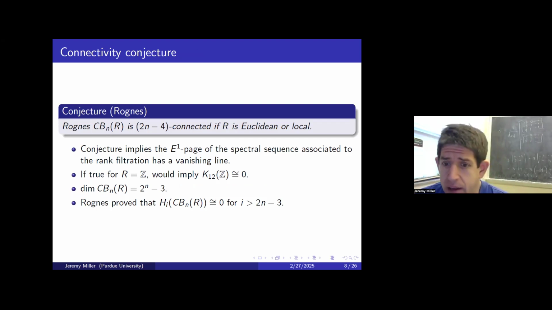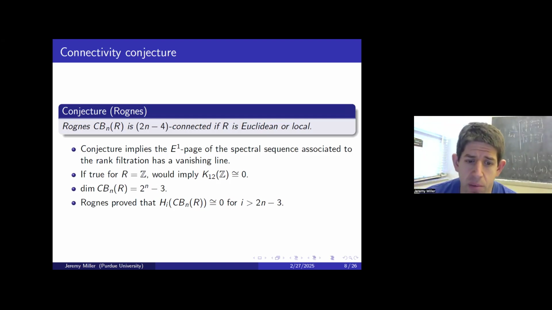And this conjecture implies a vanishing line of the E1 page of the spectral sequence converging to the homology of the algebraic K-theory spectrum. So, spectral sequences are easier if there's a bunch of zeros. And in particular, if we knew the conjecture was true, or at least true in a range for Z, it would imply that K12 of Z is 0. This is currently the lowest K group of the integers that's unknown. Oh yeah, another remark, the dimension of this complex is super big.